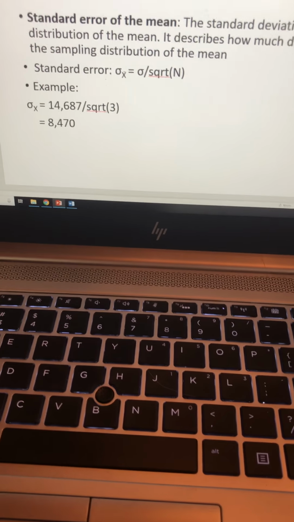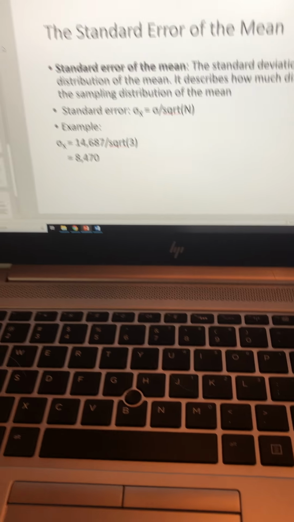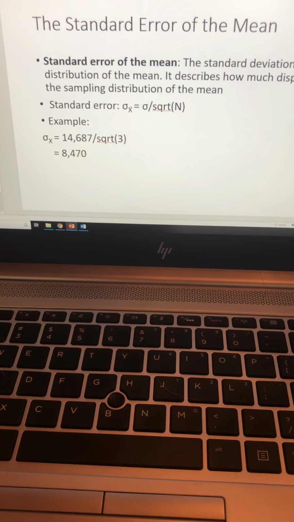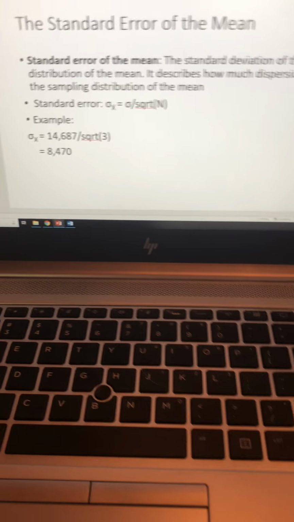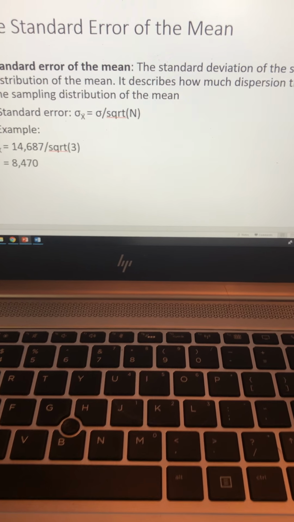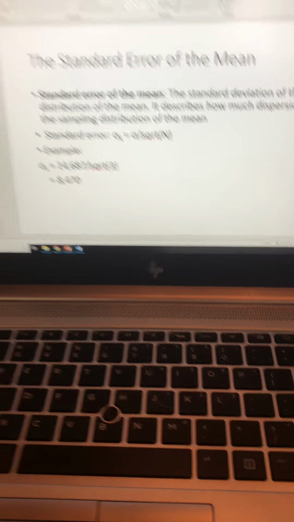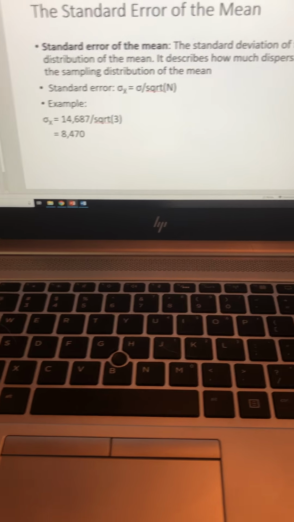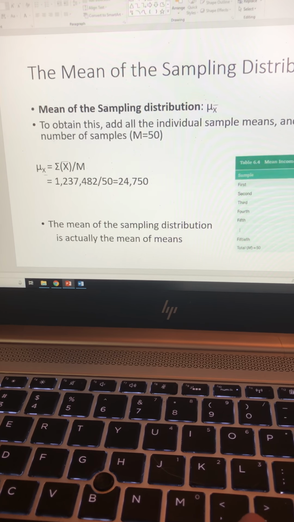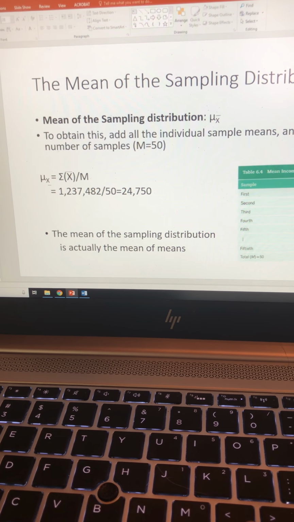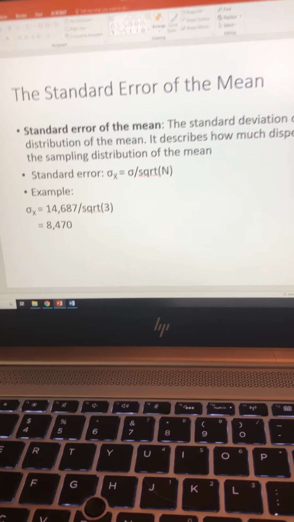Again, I know it's really wordy, but it's nothing that you haven't learned before. We're just moving from a single variable and plotting the frequencies to taking means of a variable and doing it multiple times and plotting the means across a line and looking at the distribution of the means. Okay? So that's kind of it in terms of the sampling distribution. The key things you want to take from this are the mean of the sampling distribution and the standard error of the mean. Those are the two biggies.